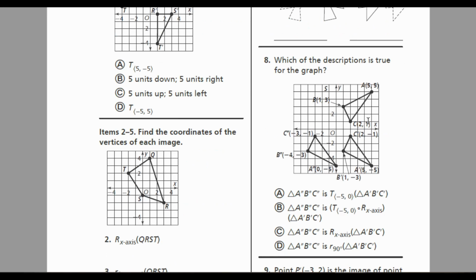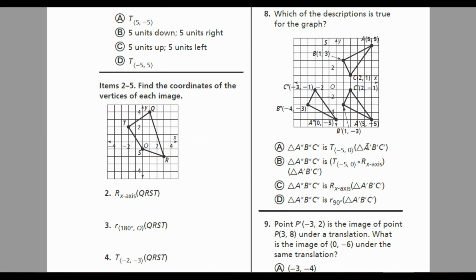Next we have, which of the descriptions is true for the graph? Now here, the first thing I'm going to do before I even look at my graph is I want to see what triangles we are looking at here. And it looks like for every case, we're looking at A prime, B prime, C prime to A double prime, B double prime, C double prime. There's not a single one of these that's not A prime, B prime, C prime to A double prime. So that's a good sign that one of these triangles is irrelevant on this. So let me show you what I mean by one of them's irrelevant.